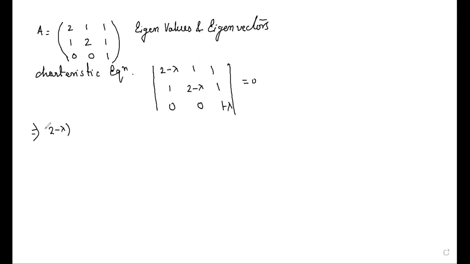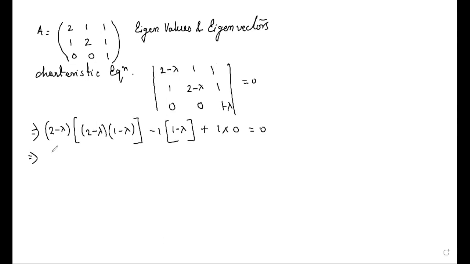2 minus lambda into (2 minus lambda)(1 minus lambda) minus 0, then minus 1 into (1 minus lambda) minus 0, then plus 1 times 0, and the remaining terms are 0. So let's see what comes: (2 minus lambda) whole squared into (1 minus lambda) minus (1 minus lambda) equals 0.